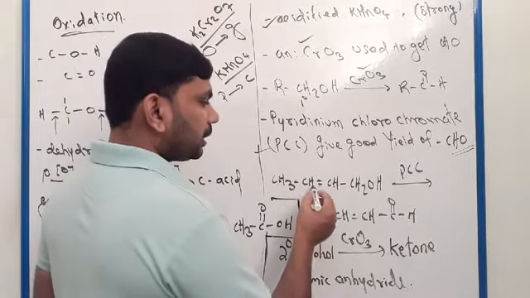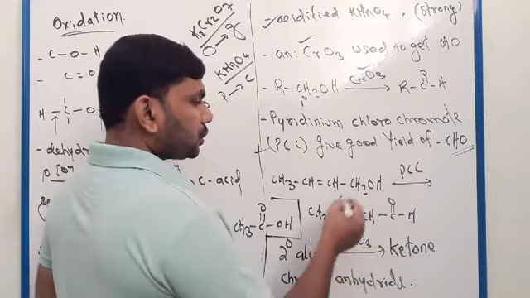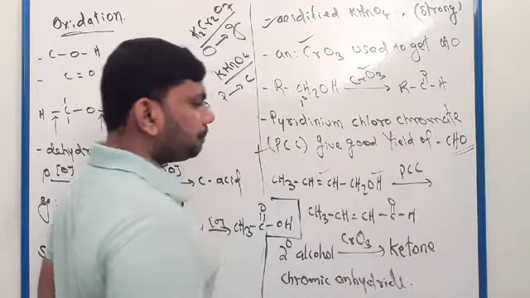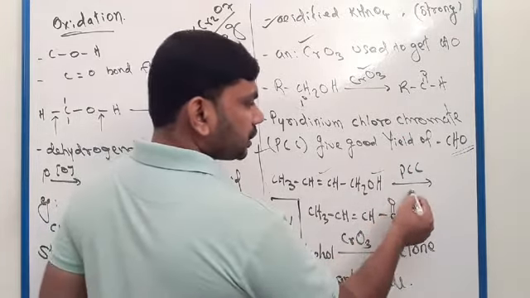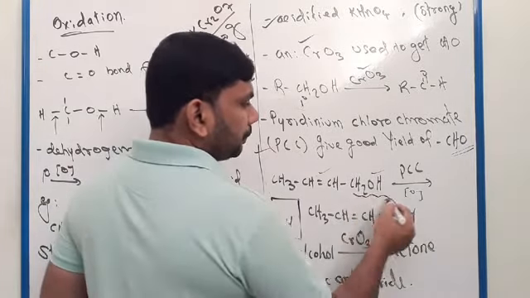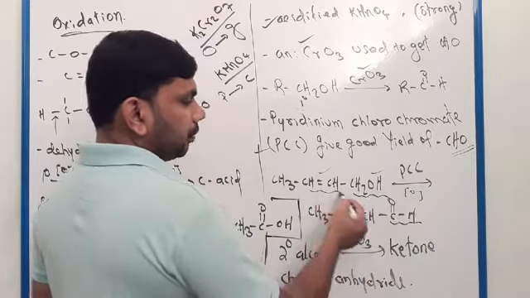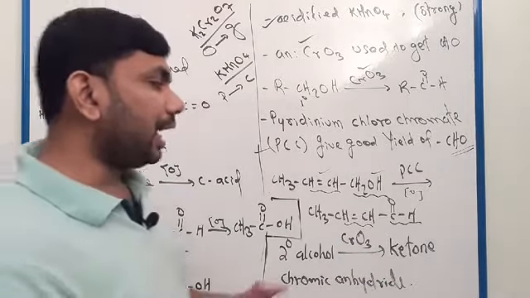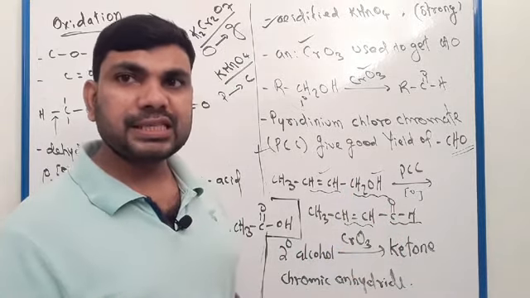Okay, so look here, one example. This compound contains CH3 CH double bond CH CH2OH. So this compound contains two functional groups, carbon-carbon double bond and OH. After oxidation using PCC, here the primary alcohol part changes to aldehyde. There is no change for the alkene part, only the primary alcohol part changes to aldehyde, in presence of PCC.